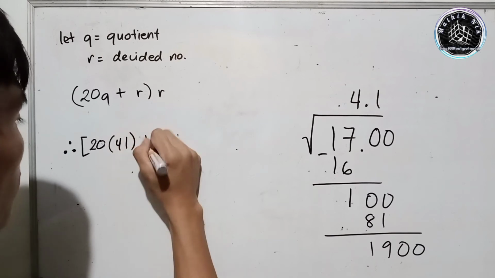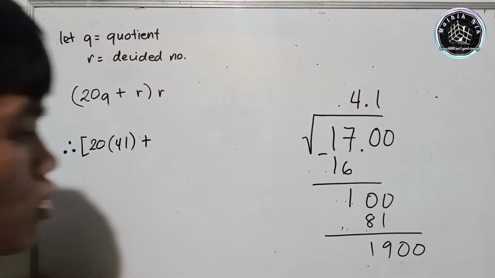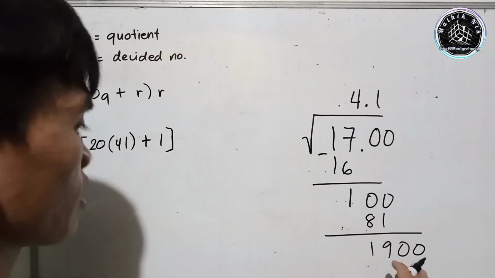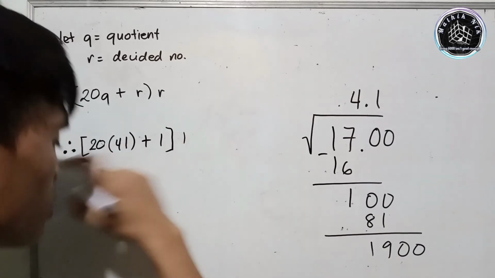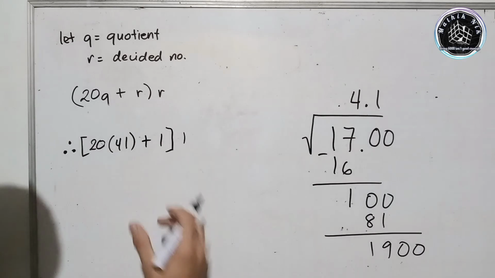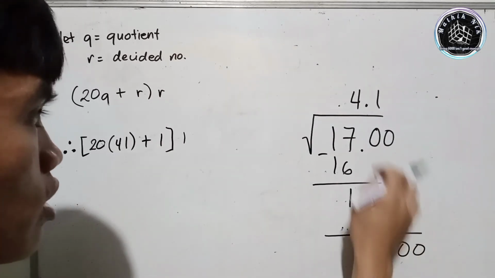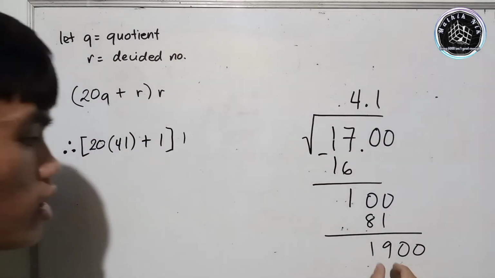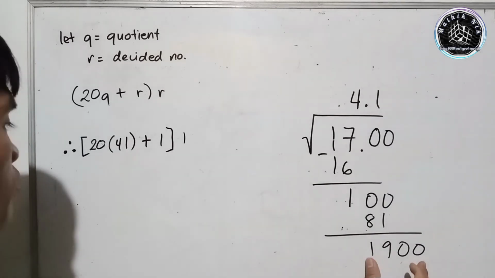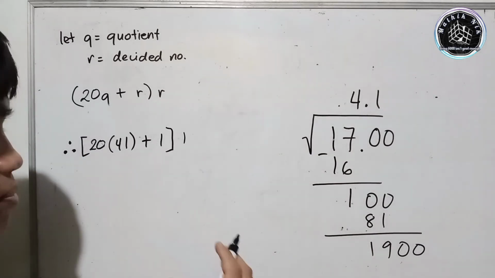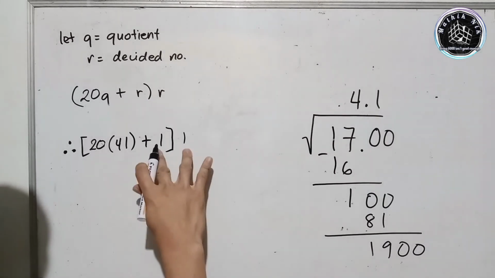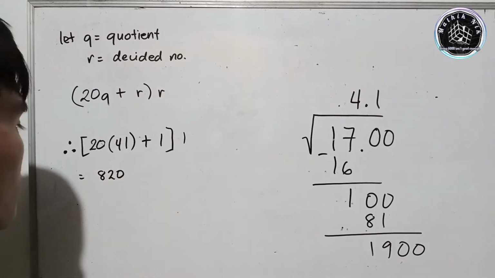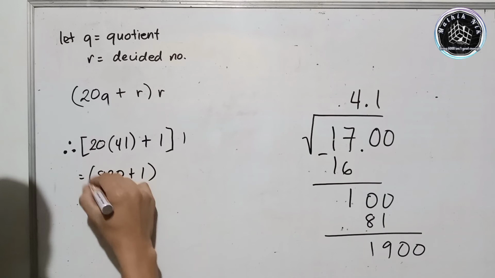Just write 41 plus the decided number, which starts again from 1 since we don't know the answer of this one. So it is recommended that you start from 1, so you can easily distinguish it, and when you multiply by this quotient, you can easily find the closest value for this number. So as recommended for starters, you start from the very beginning, 1. So 20 times 41 is 820 plus 1 times 1.